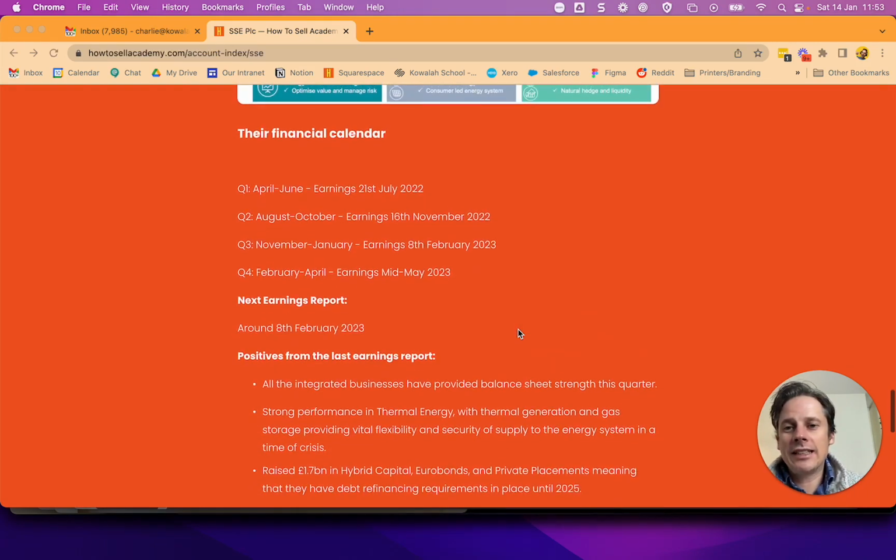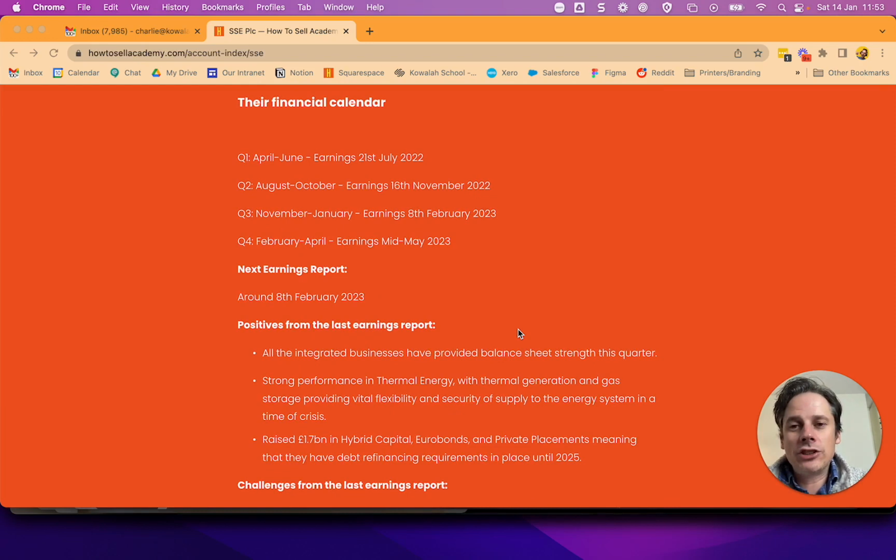More slides, and then we break down their financial calendar to stop you having to go and look for it. They work on a quarterly basis, June, October, January and April, with the earnings coming out shortly afterwards. And you can see here that the next earnings report is due on the 8th of February, so you can put a reminder in your calendar for that.